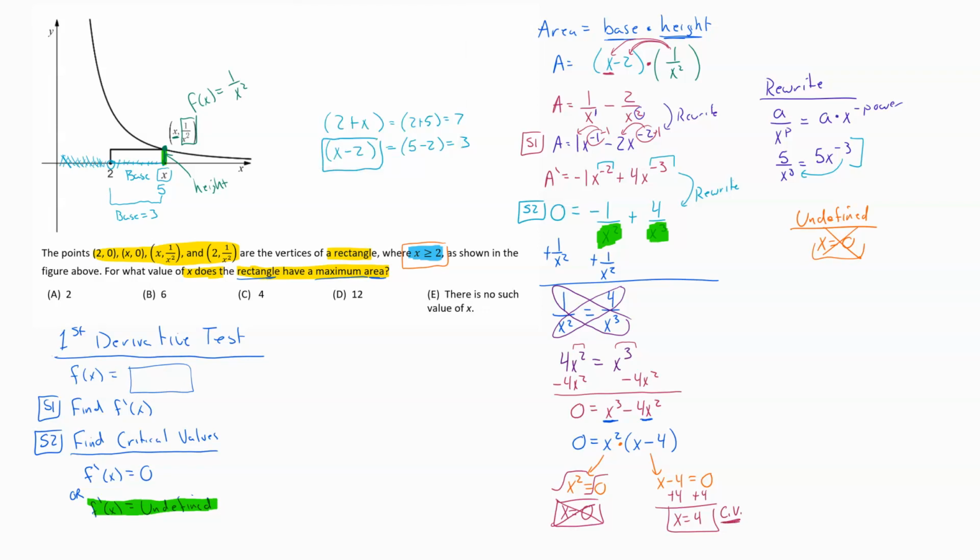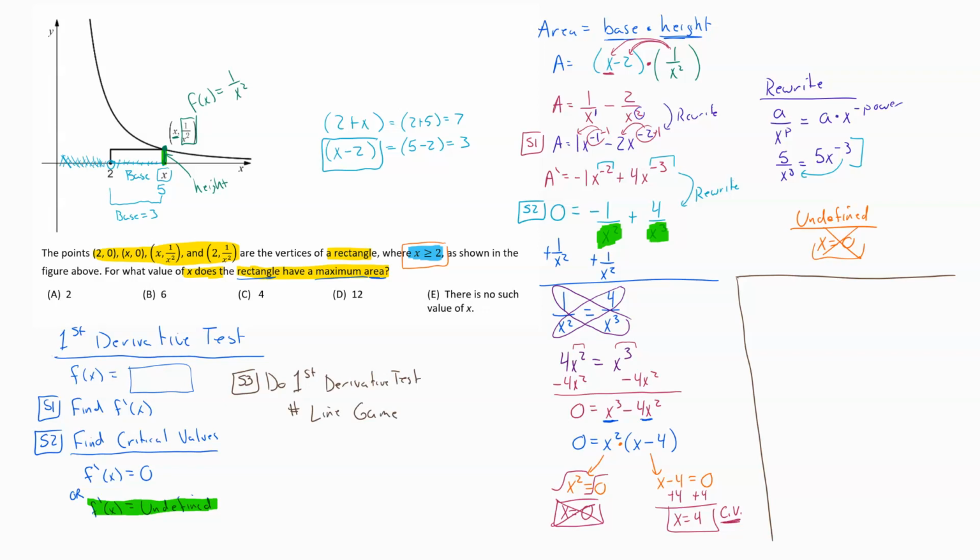But if you want to make sure that what you found is actually a max and not a min or neither, then you've got to go through step 3 of your first derivative test. You need to actually do the first derivative test. And that's where you would do what I call the number line game.